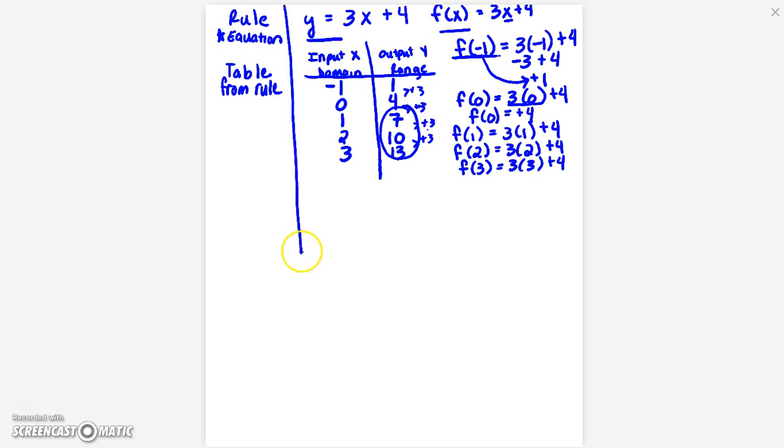Now, let's look at a graph. We can also look at a function as a graph, and let's do it from a rule. The easiest way to do this, you guys, we could graph it by hand, and that's fine. You just do your coordinates -1 to 1, 0 to 4. You get the idea.